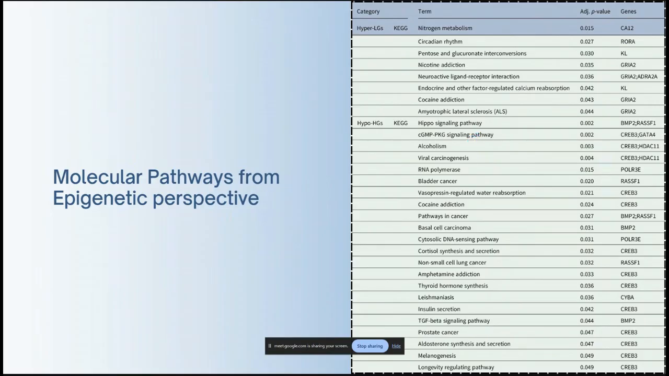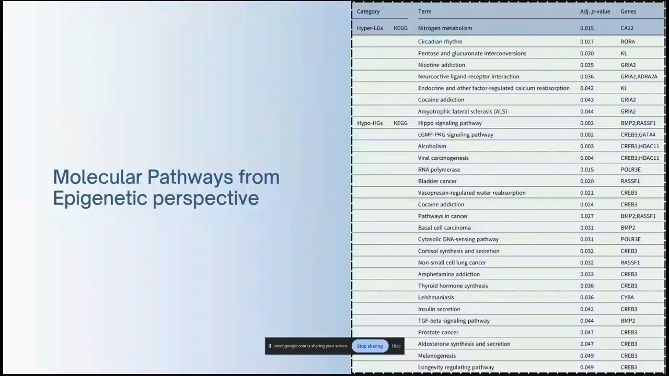And their roles are in cell growth and neural development. The KEGG pathway enrichment analysis was performed to identify the biological signaling pathways associated with the methylation-driven genes. The results showed distinct pathway patterns between the two gene groups, hyper and hypo, suggesting different regulatory mechanisms in Alzheimer's disease.